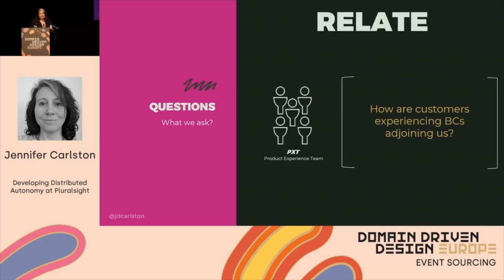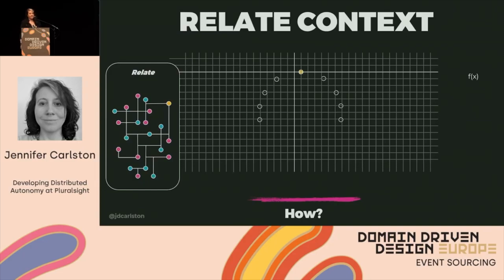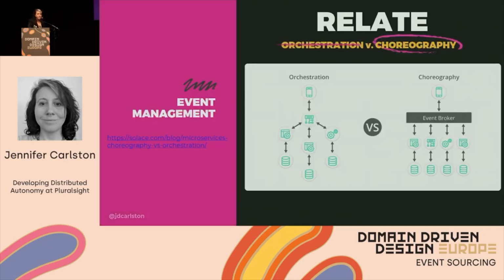So we can now ask questions like, how are customers experiencing the BCs adjoining us? And that leads us to relating events. There are causal and temporal relationships with other BCs and other events in our system. Our distributed system, with its event-driven architecture, can help us to relate context. We start to find these related events. We collect more data to answer questions about it. It might be linked in time by any other number of variants.